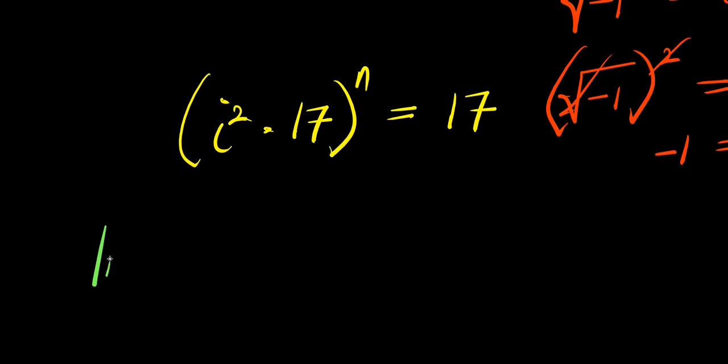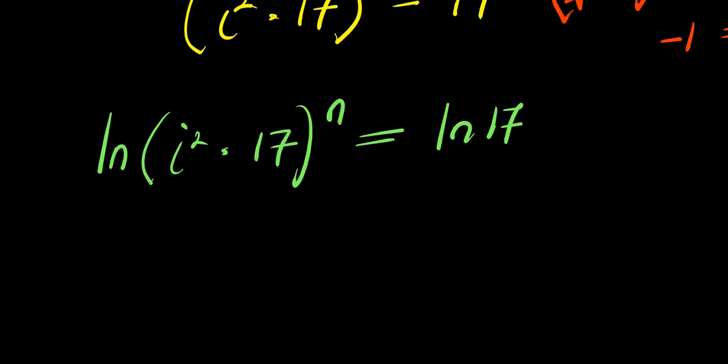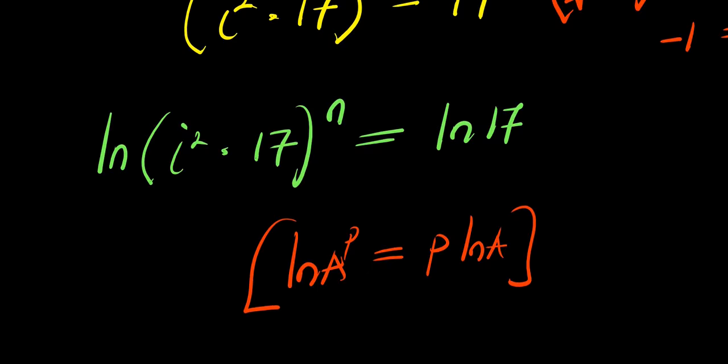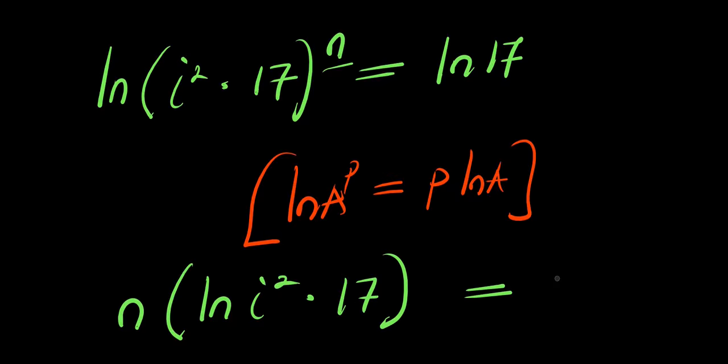Right now, I can make use of natural log of i to the power 2 times 17 raised to the power of n equals natural log 17. And remember the same identity, natural log a to the power b equals b natural log a. This simply means that the n here will come behind this. We have n times natural log of i to the power 2 times 17, and this equals natural log 17.